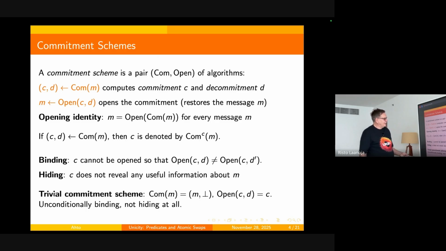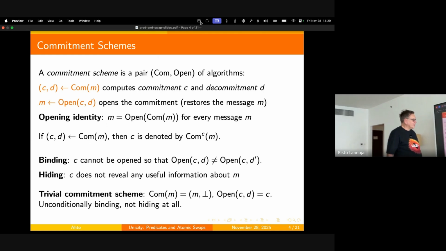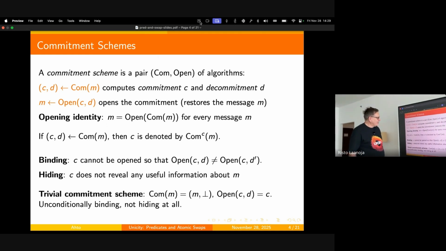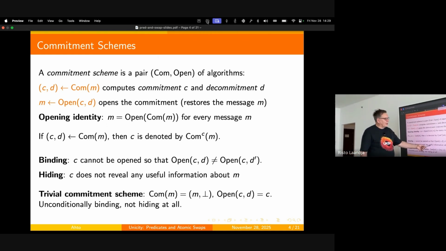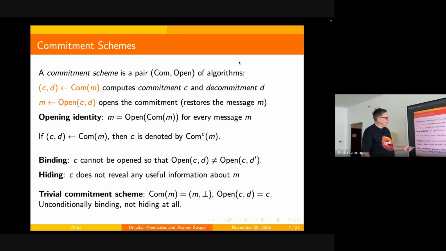There is also a very useful commitment scheme which just stores the message itself. This is called the trivial commitment scheme. It's basically that you don't use commitments. So sometimes, if you have a generic commitment scheme in your construction, and then you replace it with a trivial scheme, this means that you don't use a commitment scheme at all.